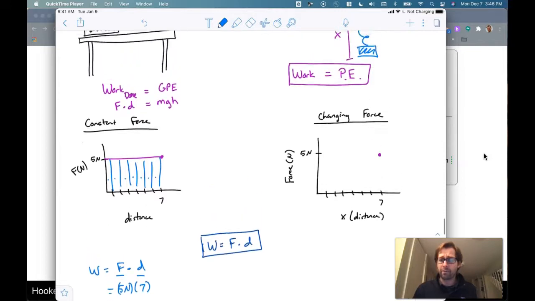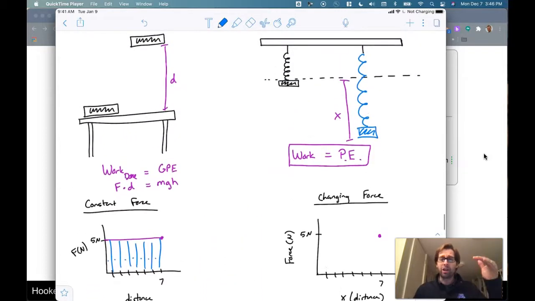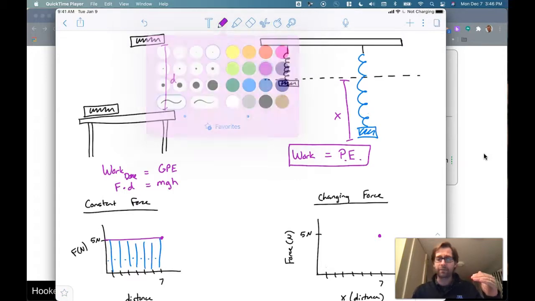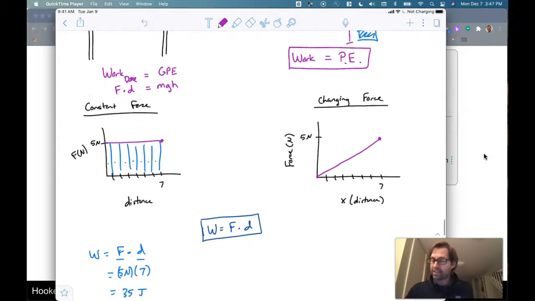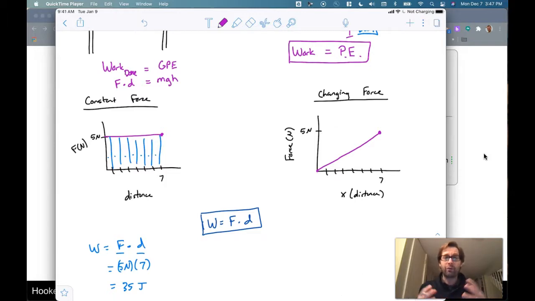Now, remember from Hooke's law, when we're applying a force to a spring, as we stretch the spring, the force increases, and it increases at a linear rate. That's the k value, the spring constant. So we might start off with no force in the beginning, and then as we stretch it a little bit, we have a little bit of force, we keep stretching it, we get a little bit more and more and more, till we get to maybe 5 newtons of force when it's stretched that distance of 7.